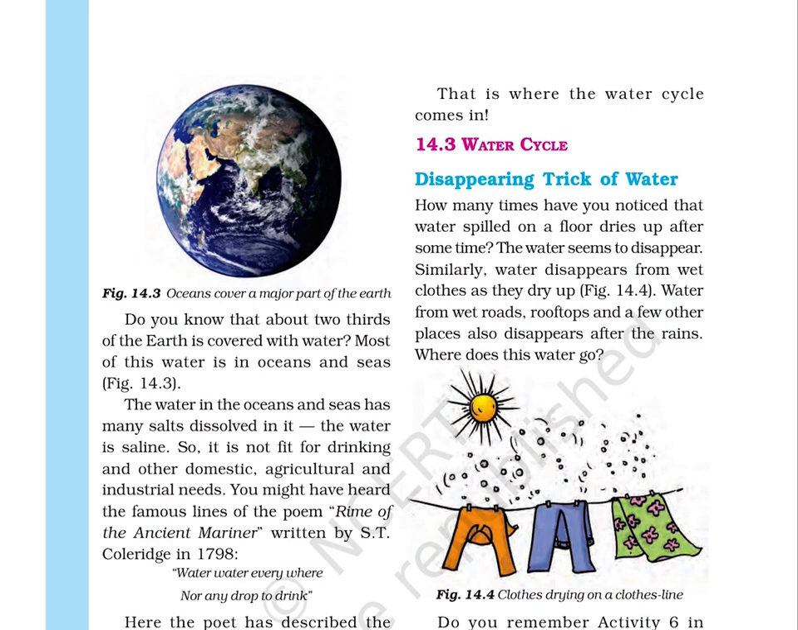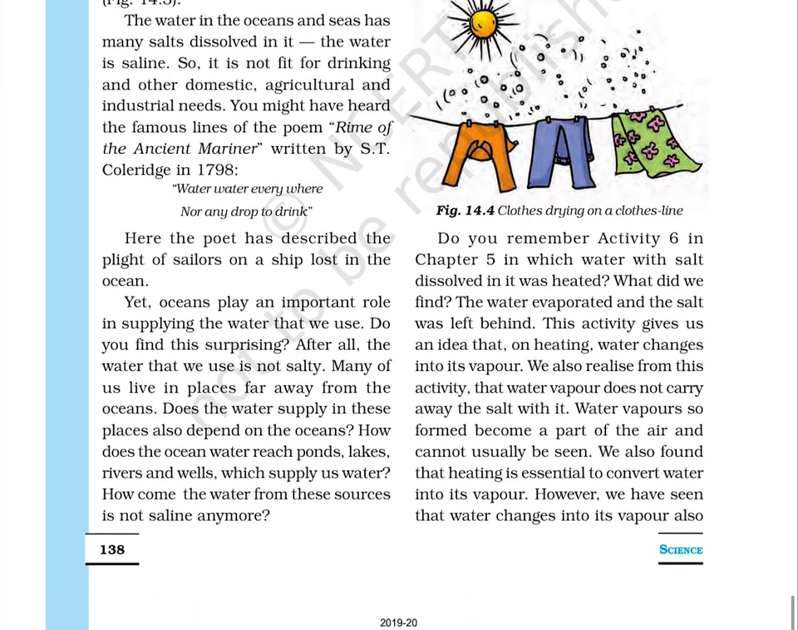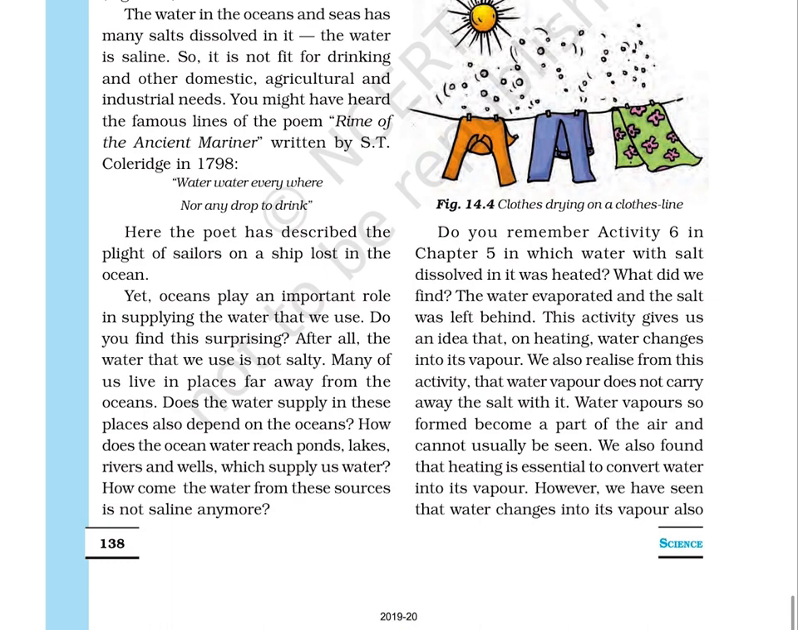You might have heard the famous lines of the poem Rime of the Ancient Mariner, written by S.T. Coleridge in 1798. Water, water everywhere, nor any drop to drink. Here, the poet has described the plight of sailors on a ship lost in the ocean. Yet, oceans play an important role in supplying the water that we use.